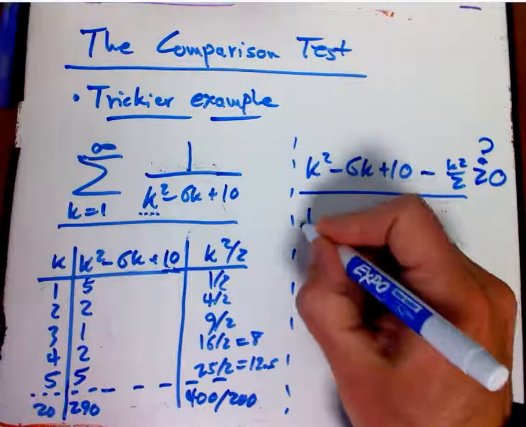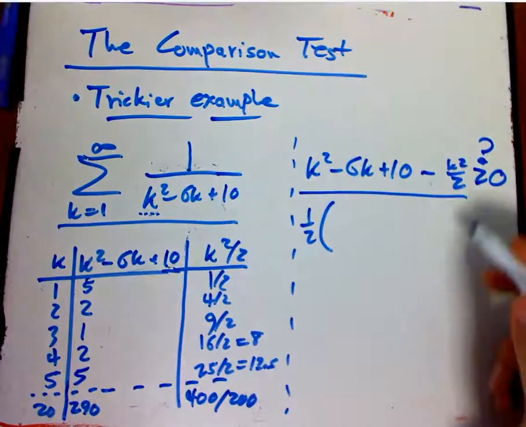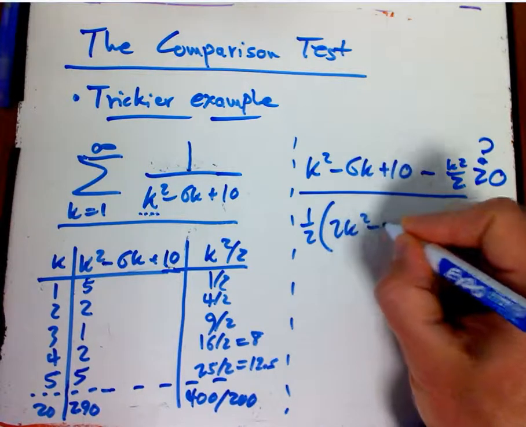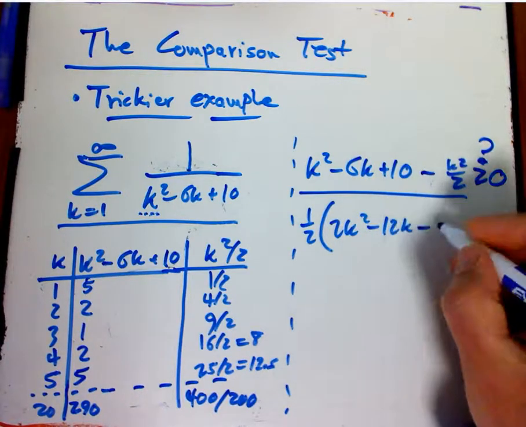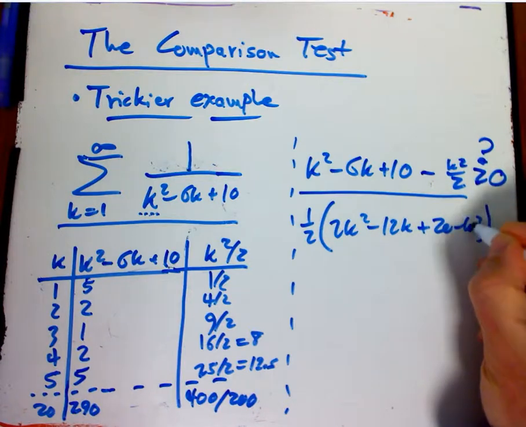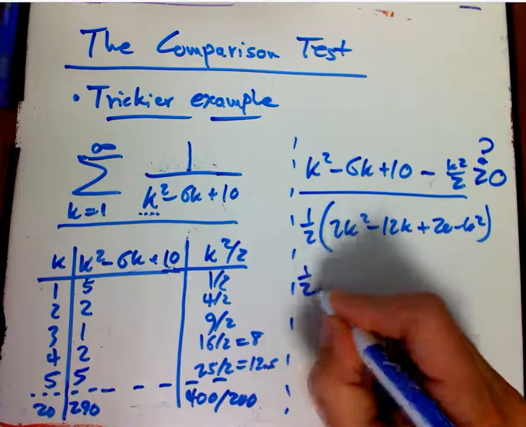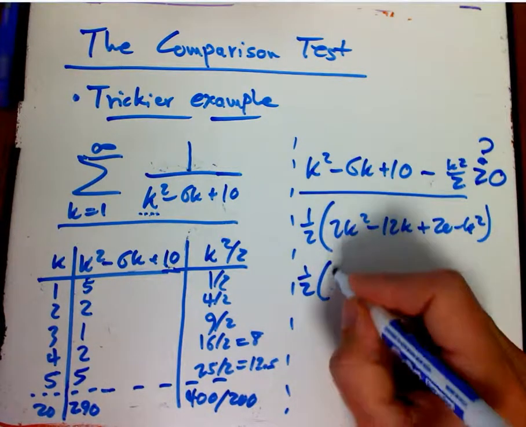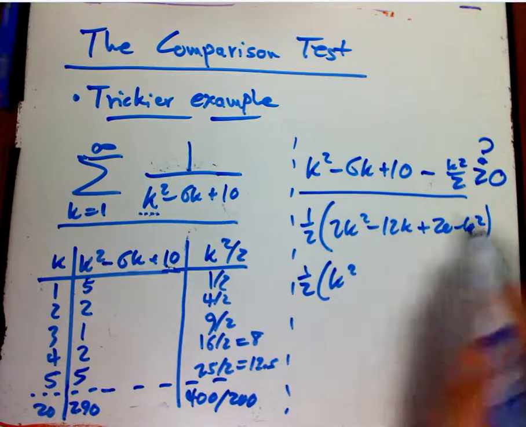So let's take out a common factor of 1/2 everywhere, because that's going to make it easier. And then I'm really getting 2k squared minus 12k plus 20 and then minus k squared. So I'm just going to manipulate this and see if I can get it in a good form. The key is that the 2k squared minus k squared is still a positive k squared.